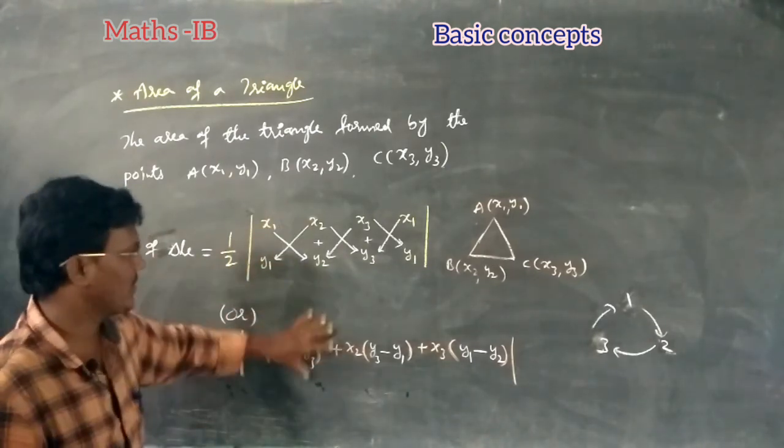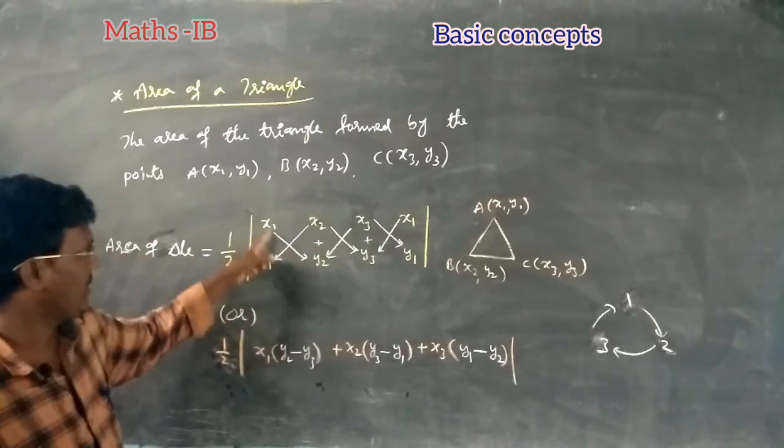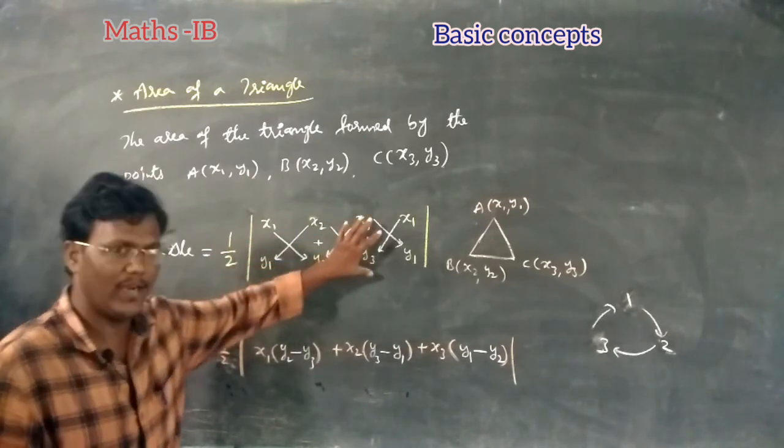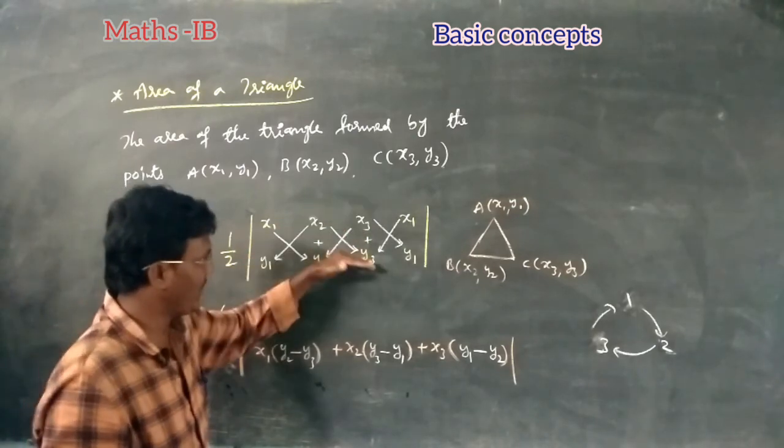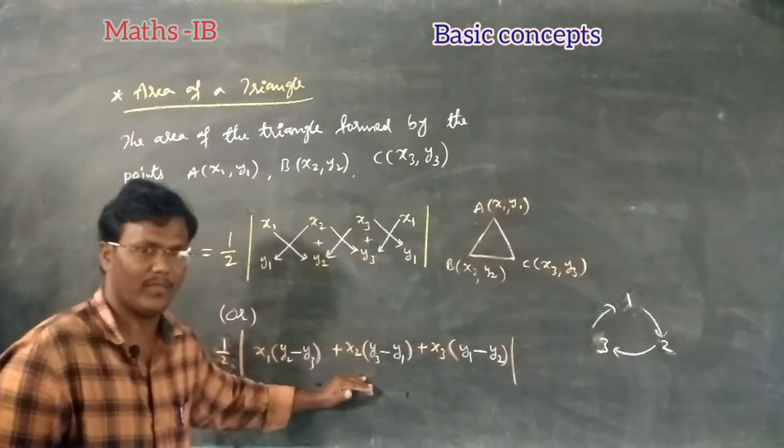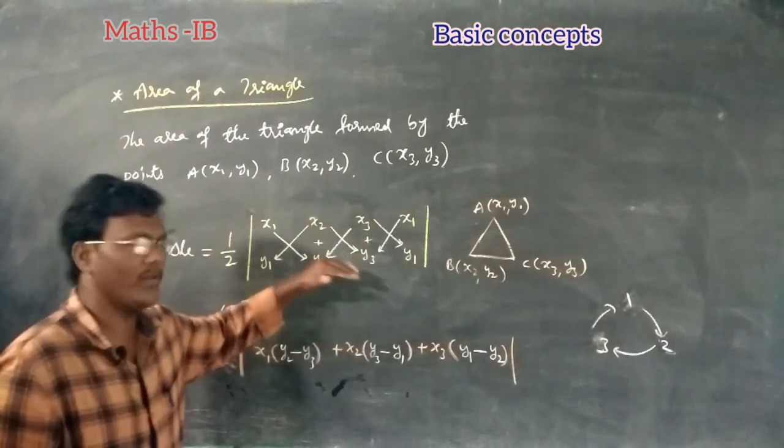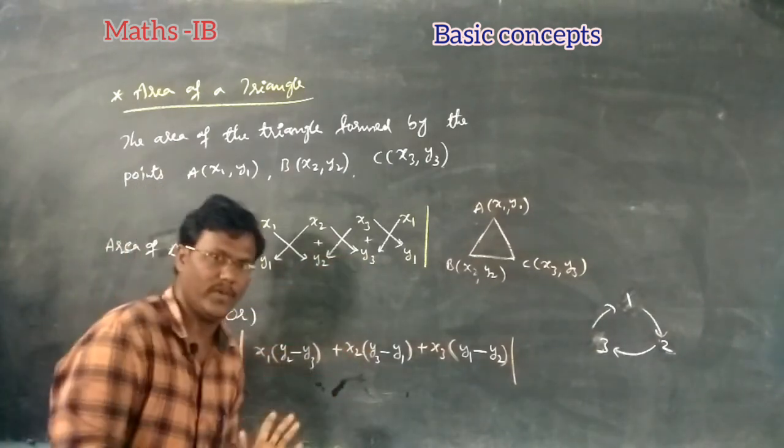Both of these are the same formula. What I mean is cross multiplication and add, cross multiplication and add. We are doing the same. If you simplify this concept, we get the final formula. So we can use either this one or this one. You can use any one. Okay, right.